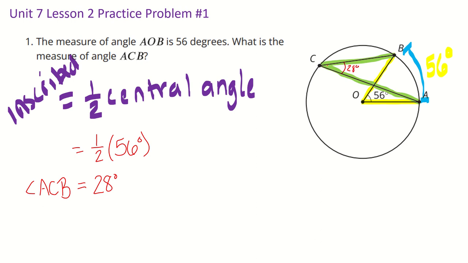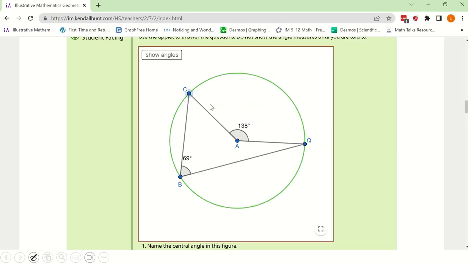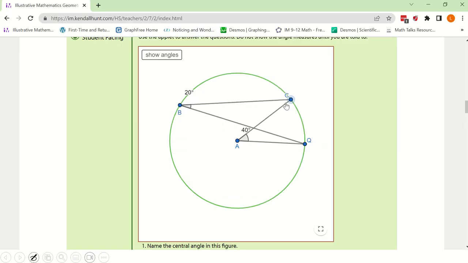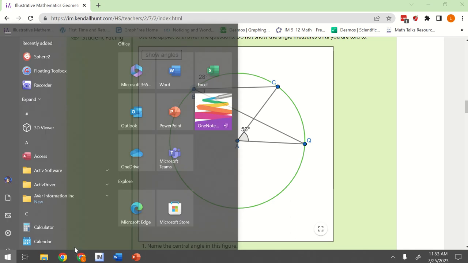Now I'm going to go back to our applet and try to make my picture look as close to this as I can. I'm going to first get this to be 56 degrees. There we have 56 degrees, and my inscribed angle is somewhere up here. Notice that I am able to show using this applet how my inscribed angle is 28 degrees.